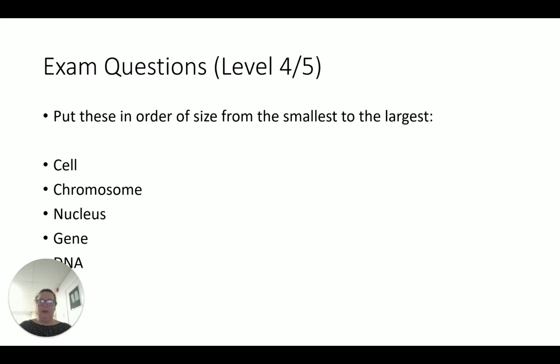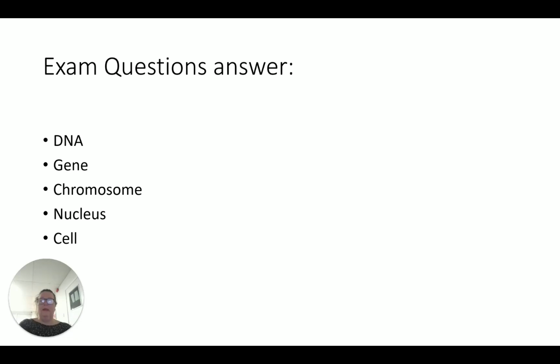Okay, hopefully you've had a little go. Let's see what the answer is. So DNA is the smallest because it's the smallest molecule, then gene, then chromosome, then nucleus, then the cell. If you wanted biggest to smallest, obviously you do them the other way around. Always check what the question is, read it carefully, whether it wants small to big or big to small.